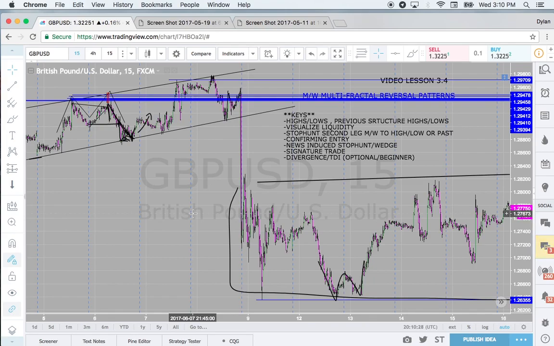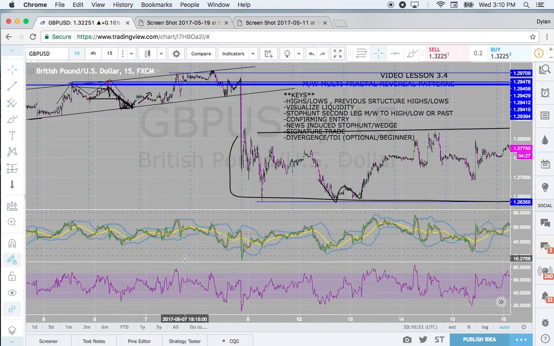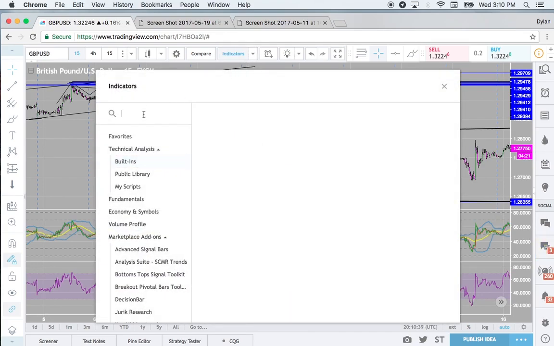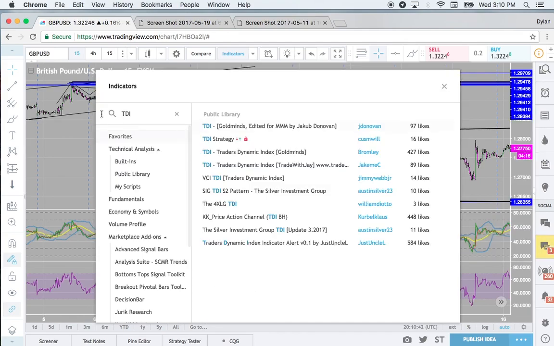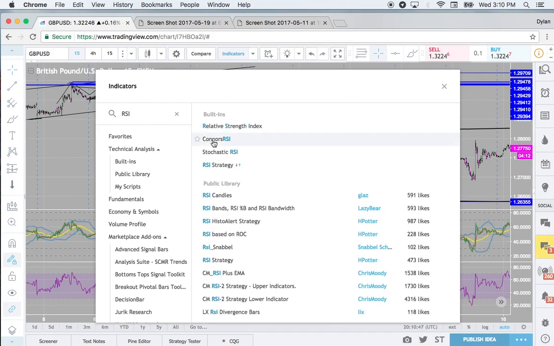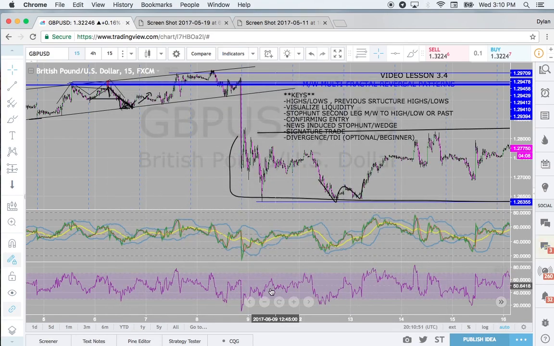It's all personal preference, I guess. Here is both RSI and TDI. You can go into your indicators and type in TDI, and this is the one we are using, or RSI, and this is the one that we are using as well. So this is the RSI, Relative Strength Index, and this is the TDI, Traders Dynamic Index.